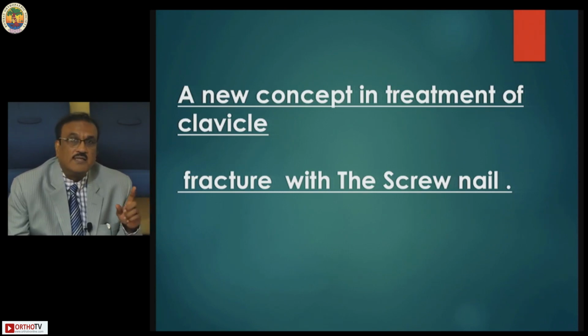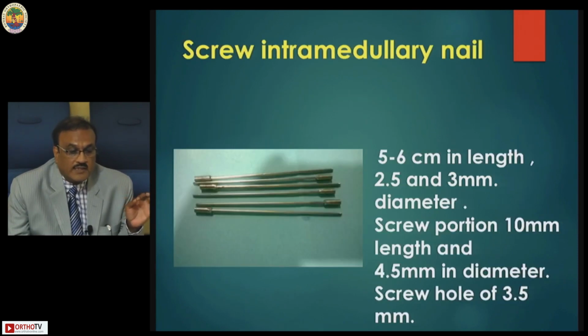And moreover, in a comminuted fracture, because of the migration problem and because of the shortening and shrinking of the comminuted fracture, elastic nailing as well as the other nails don't work unless they have been locked. Therefore, a screw intramedullary nail 5 to 6 centimeter in length, 2.3 mm in diameter, screw portion 10 mm in length and 4.5 mm in diameter, and screw hole of 3.5 mm at the end.